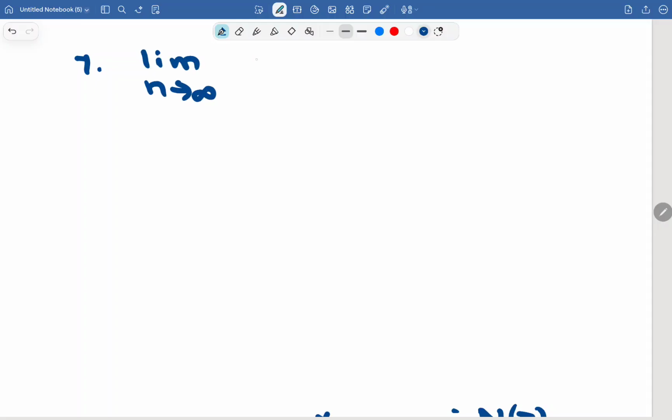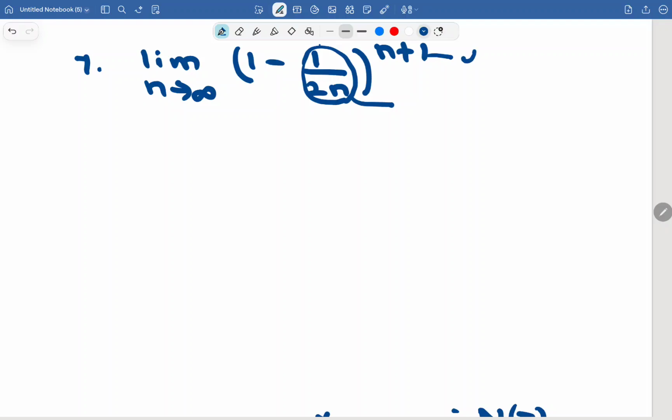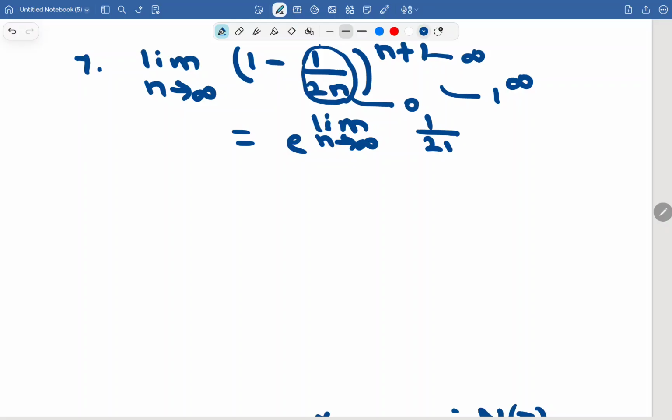Limit as n tends to infinity of (1 minus 1 by 2n) power n plus 1. The same method that we applied in problem number 6, we are going to apply here. See, this term must be 0 if you substitute the limit n tends to infinity. This term becomes infinity, this term becomes 0. It is of the form 1 power infinity.